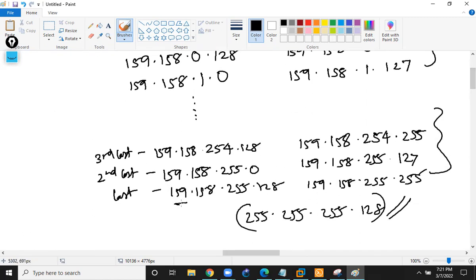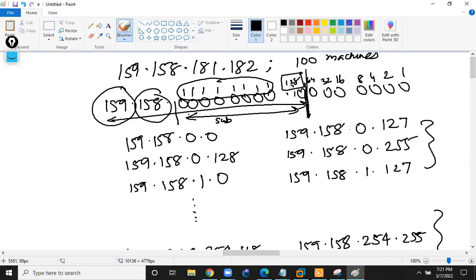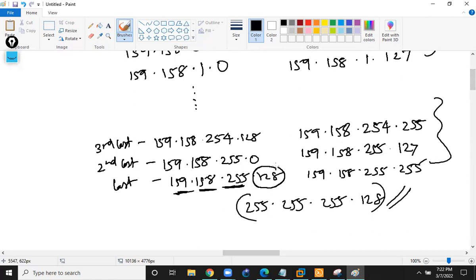Okay. So 159.158.255. And at last you got 1 here. So the 9th bit will be 1, and that is why this will be 128. So that's the last address. Then you can decrease 128. So decreasing 128, you will get 0.